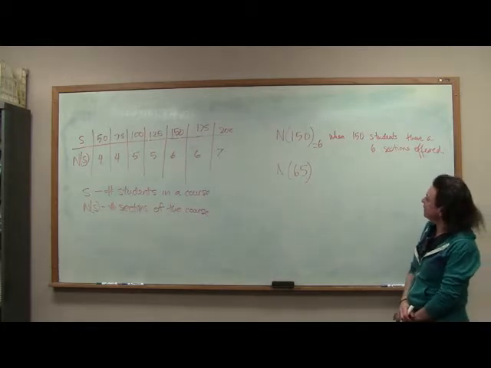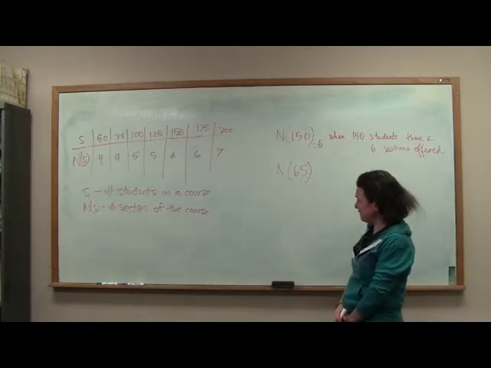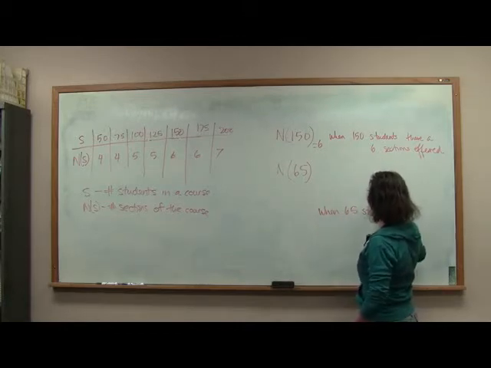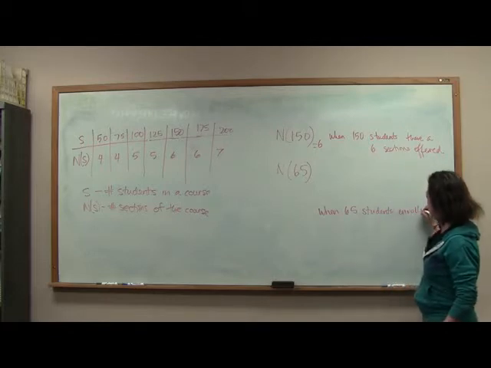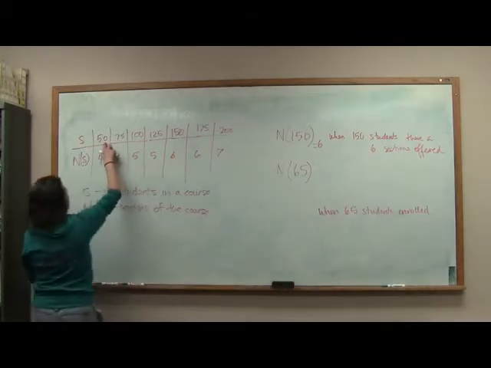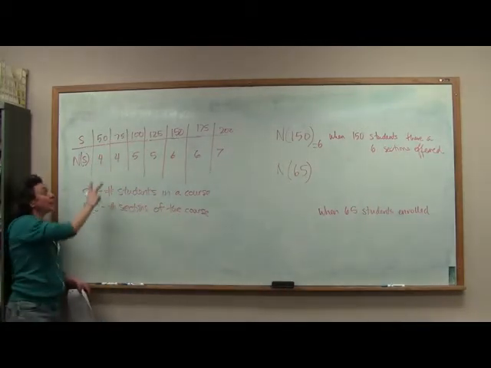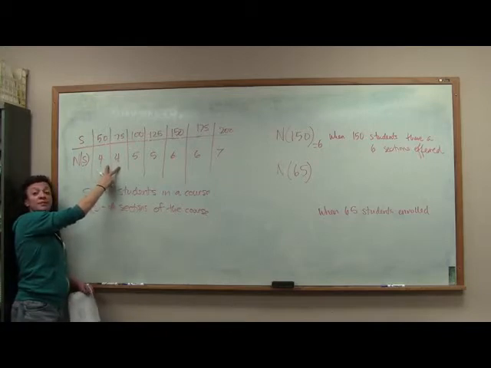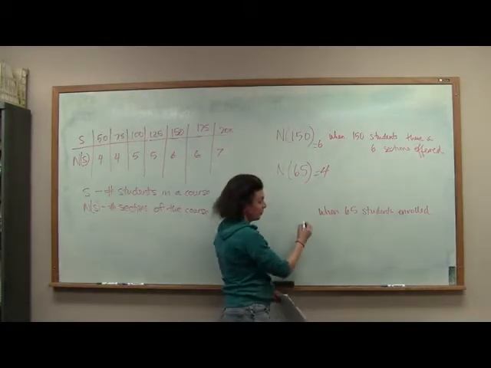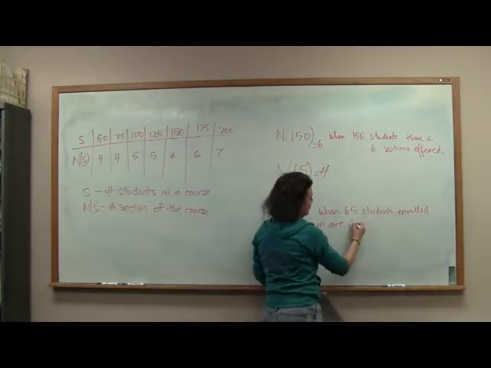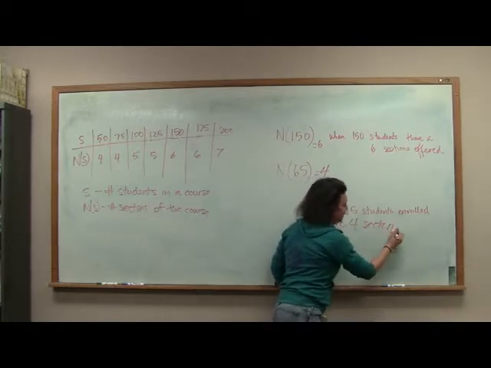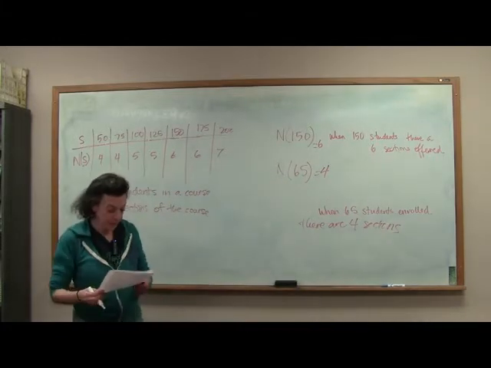Okay? Now, what about N of 65? Well, this means that when there's 65 students enrolled, how many sections are offered? Well, notice 65 is between 50 and 75, and notice with either one of those outer bounds, there's still 4 sections. So we could say that's equal to 4. There are 4 sections. And let's spell it correctly. Okay?